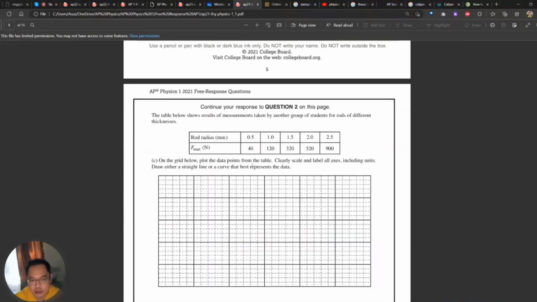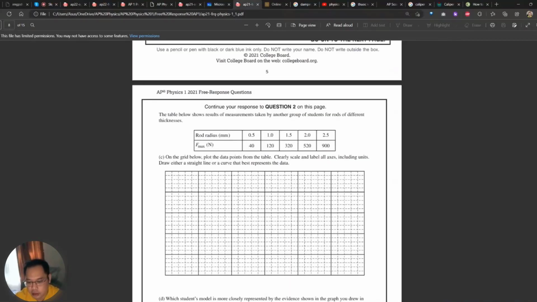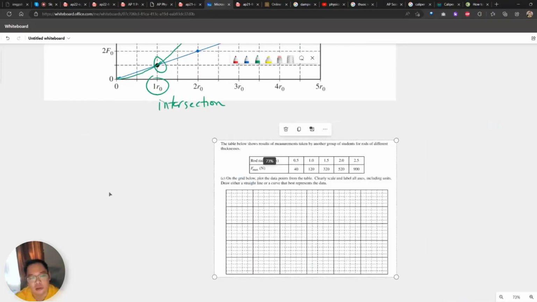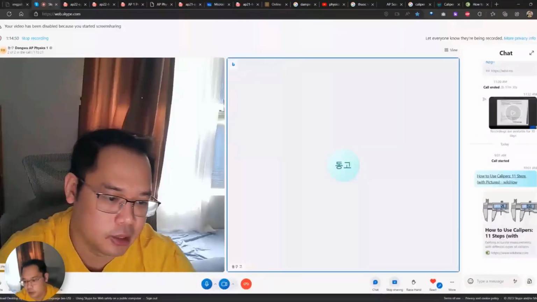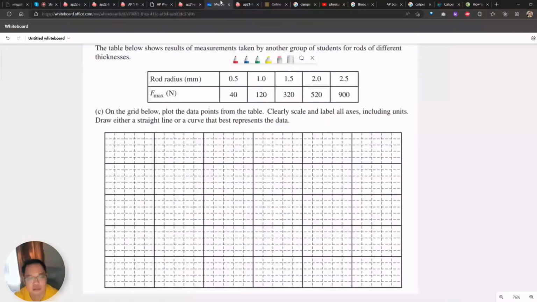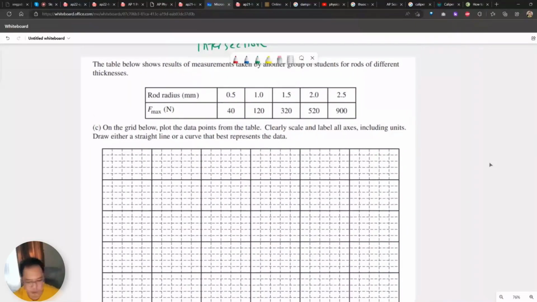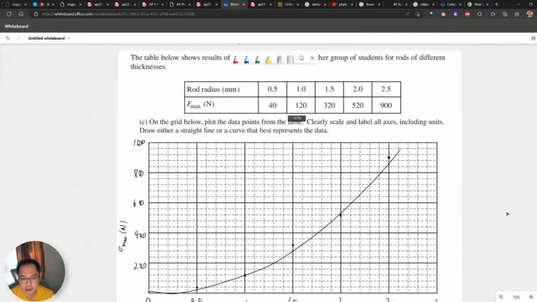The table below shows the results of measurements taken by another group of students for rods of different thicknesses. On the grid, plot the data points, clearly labeling the axes, and include either a straight line or curve that best represents the data. Okay. You see, the most difficult part is describing the procedure. Other parts are simple. Like this one, huh? I believe you can do it yourself. Here, the graph, huh? Please do it yourself. Draw the graph, the curve, dashed line. Yes. Please do that and take a photo and send me. Okay. Straight line or curve best representing the data.